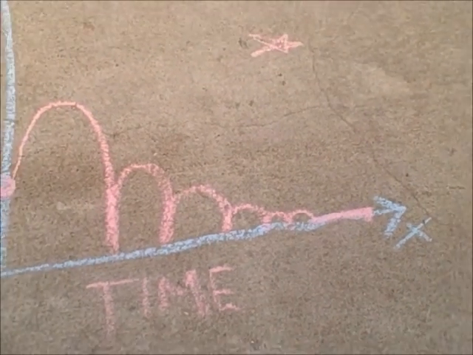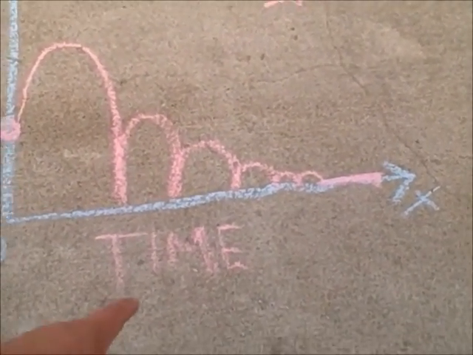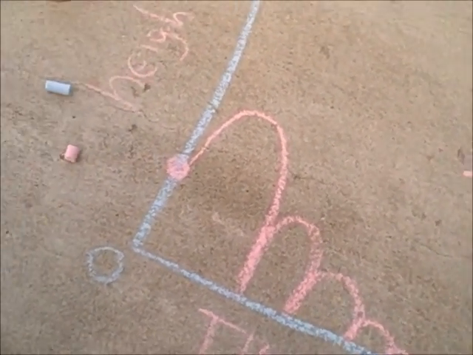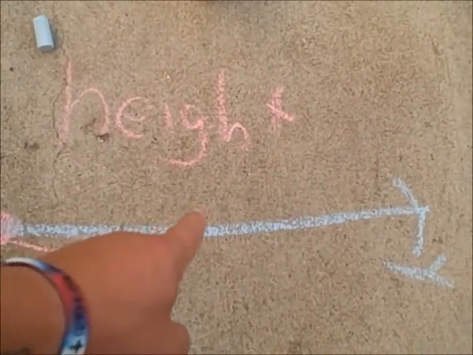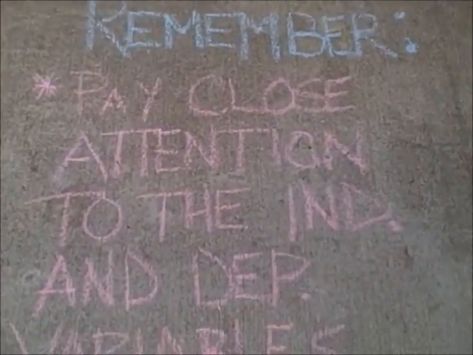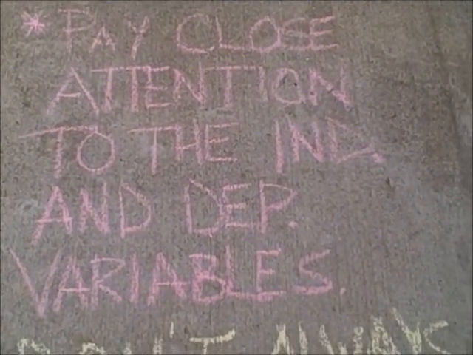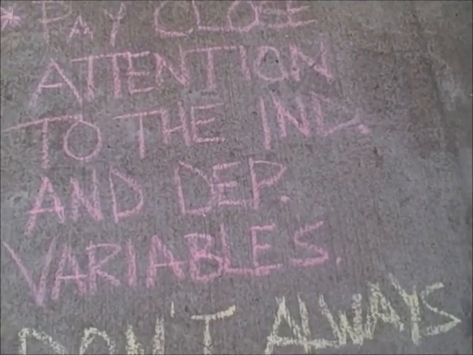We need to make sure that we're reading the graph, or telling the story, based on our independent variable, which is time, and our dependent variable, which is over here, height, along the y-axis. So independent variable along the x-axis, dependent variable along the y-axis. Those are the two most important things to pay attention to when telling that story.